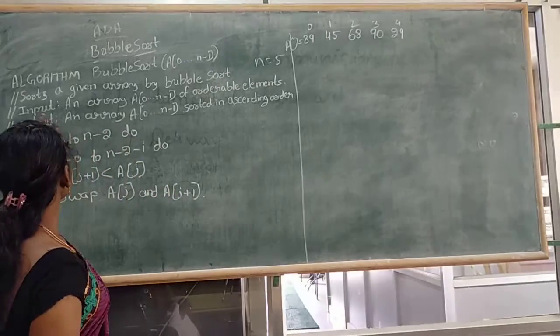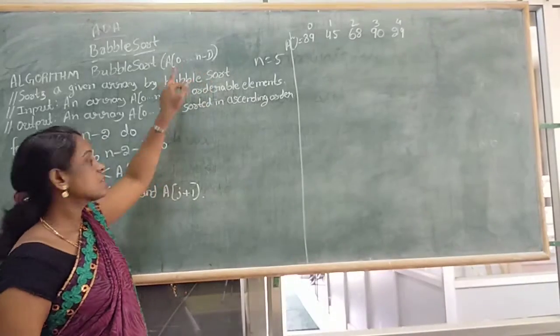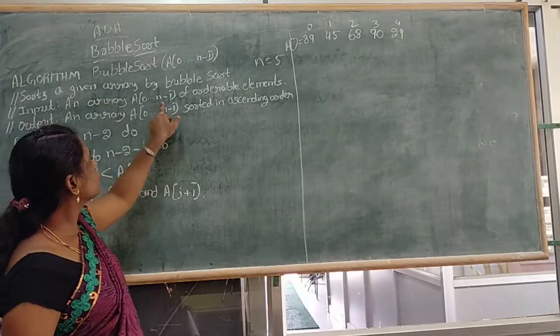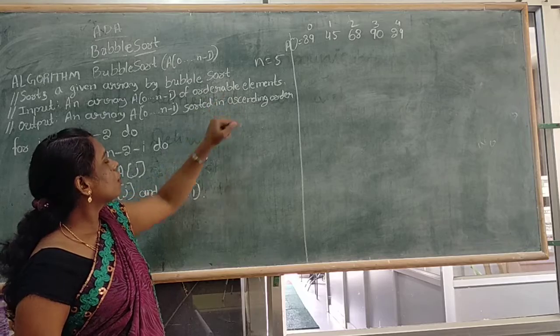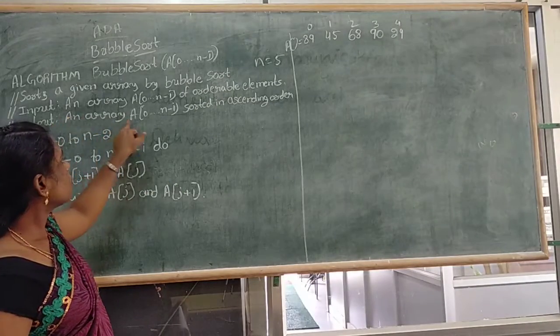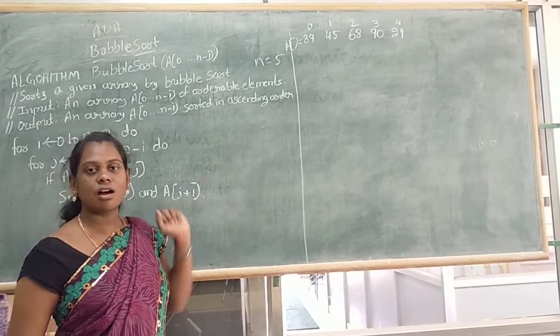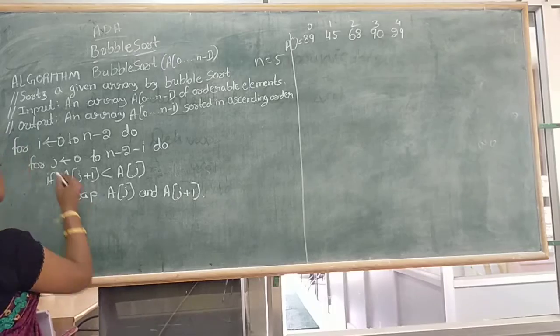So input. What is the input we are supplying? Array elements. That's it. An array A[0..n-1] of orderable elements. And then output. The output is the array in ascending order. For example, this is the algorithm.